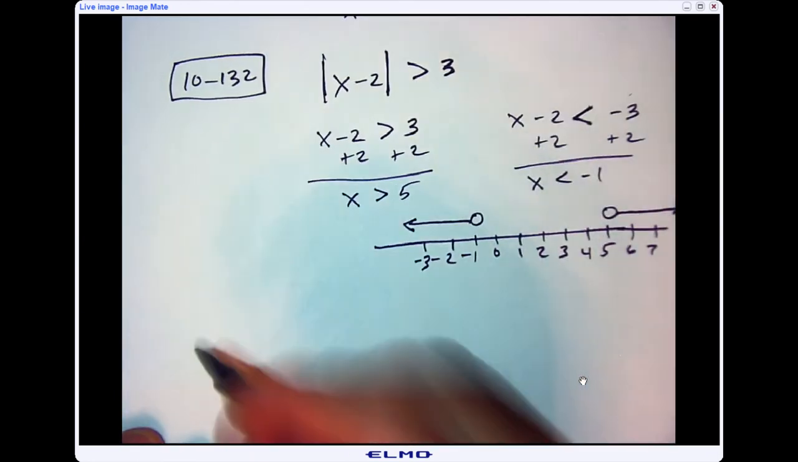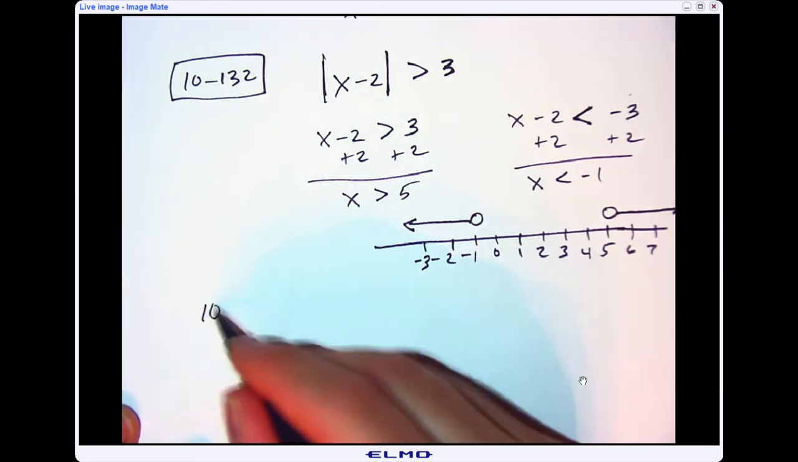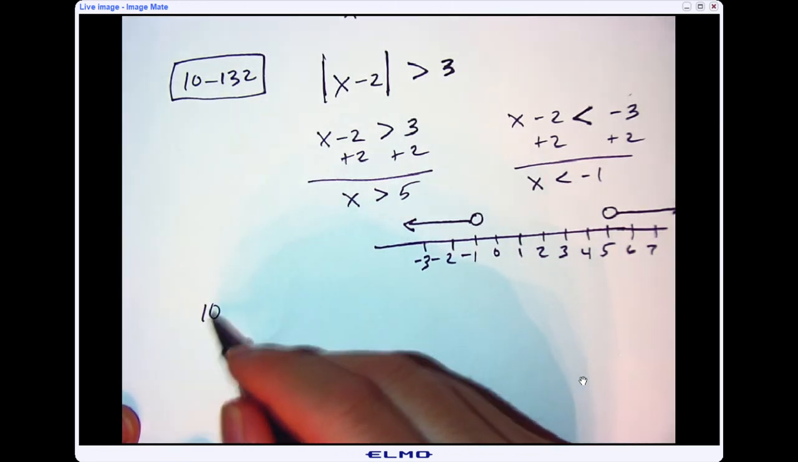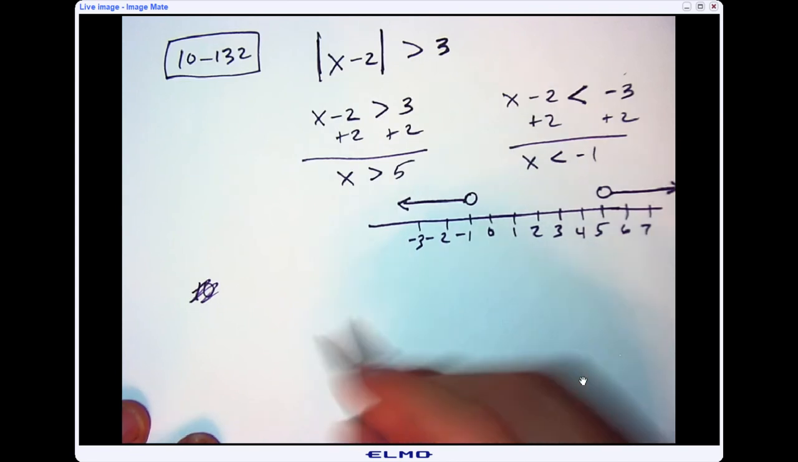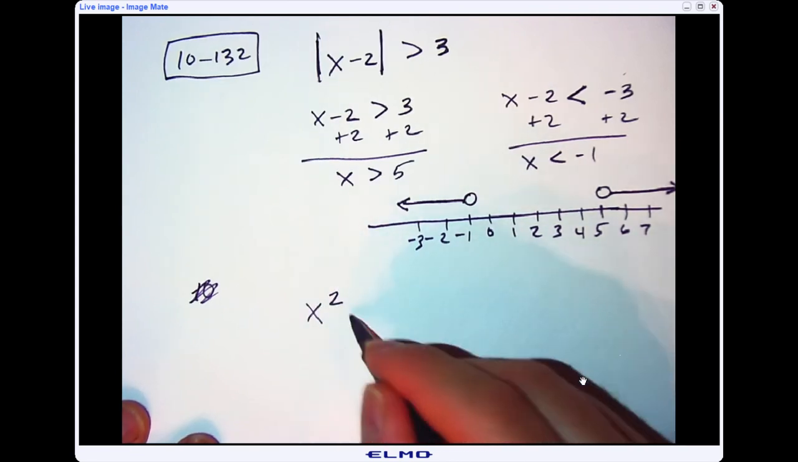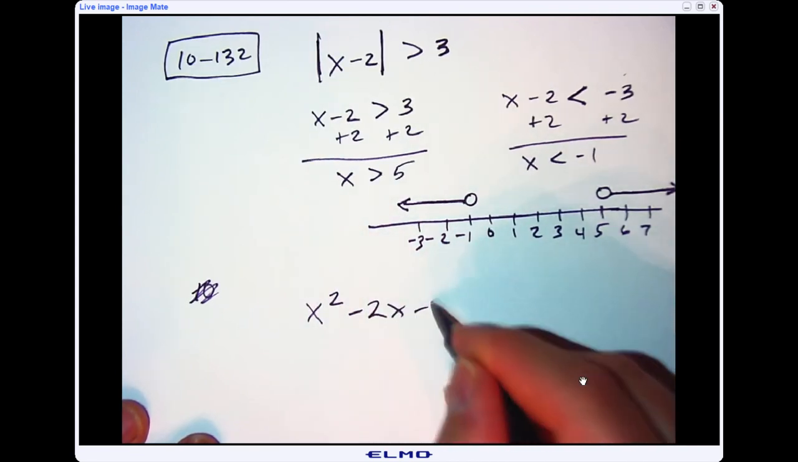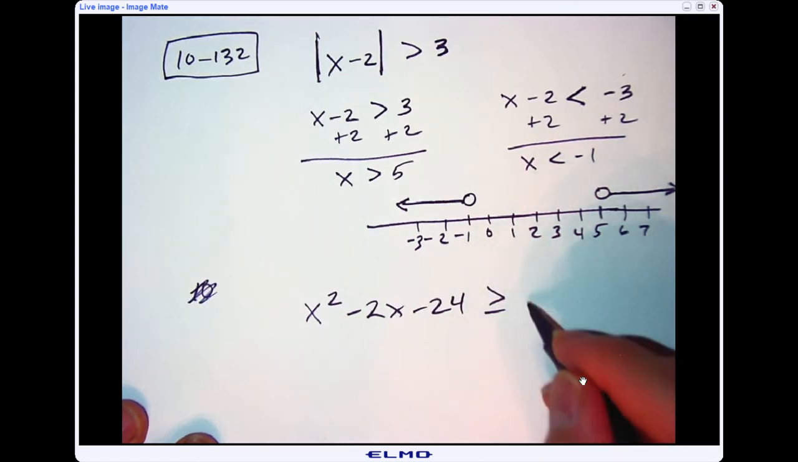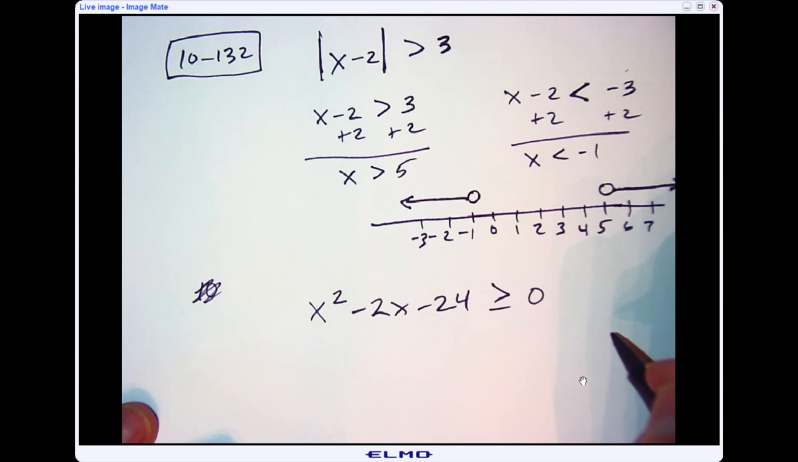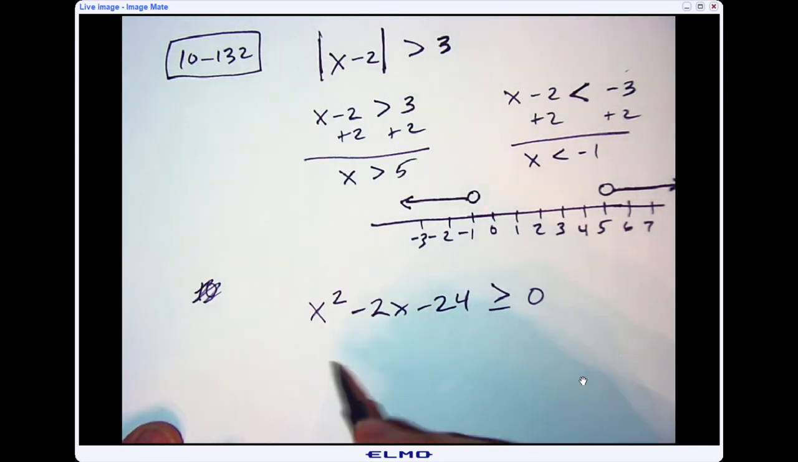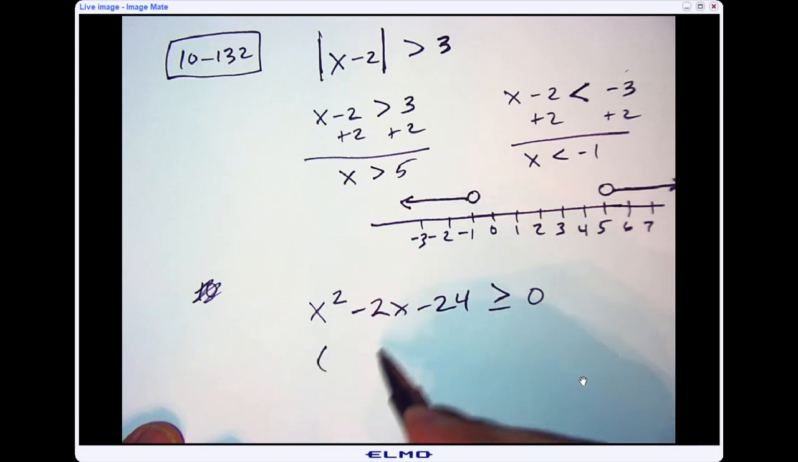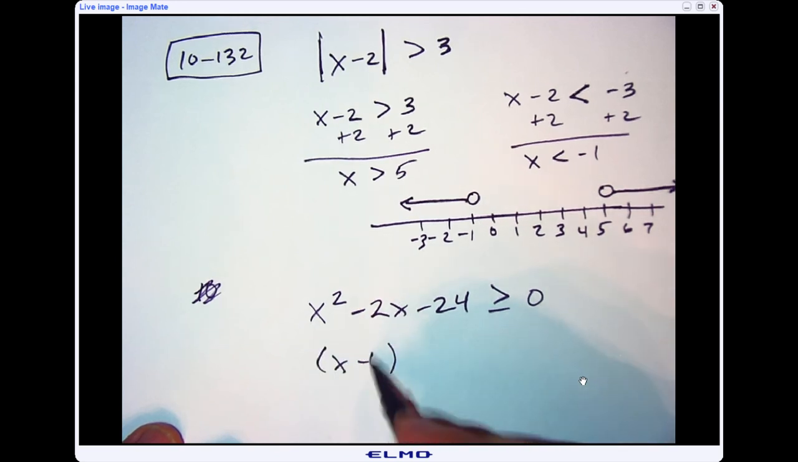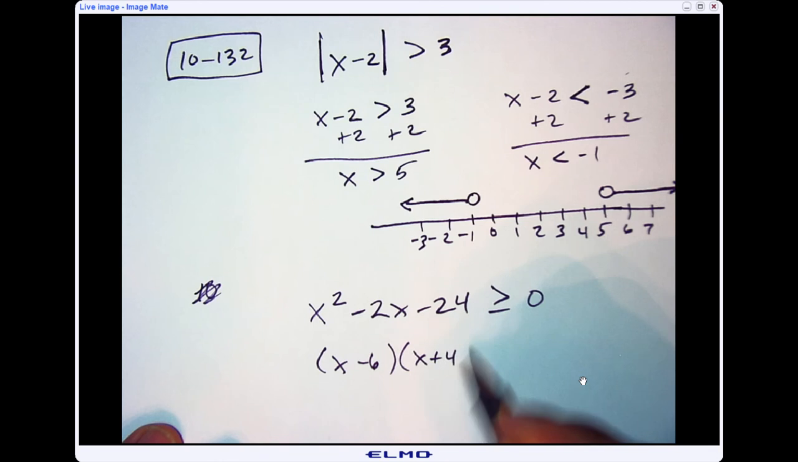The next example I'm going to do is a quadratic example. I'm not doing a book question; this is just one I made up. This would be x squared minus 2x minus 24 is greater than or equal to 0. One way you could do this is to factor this into x minus 6 and x plus 4.